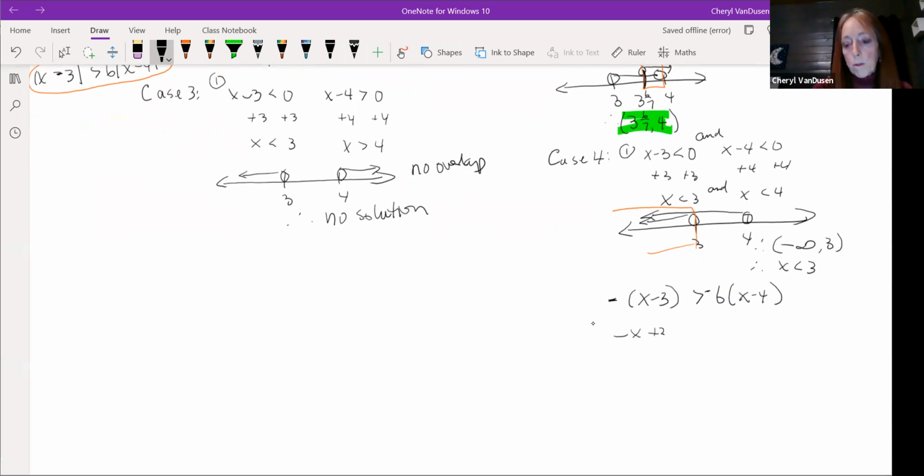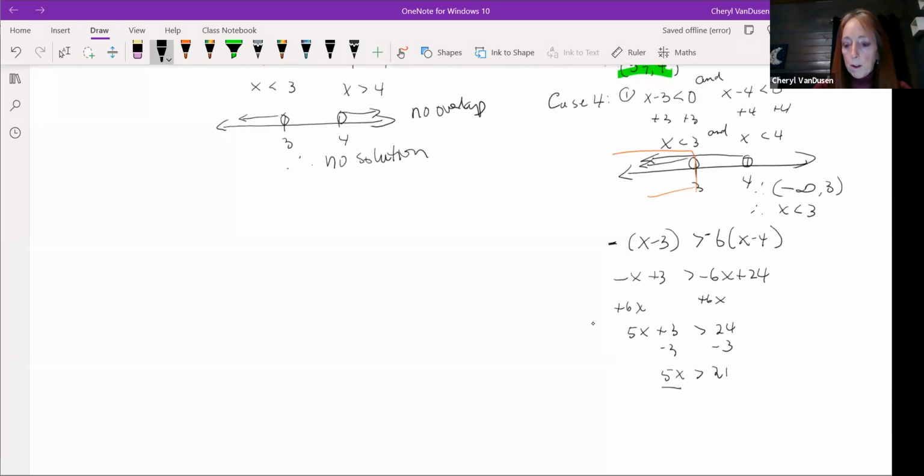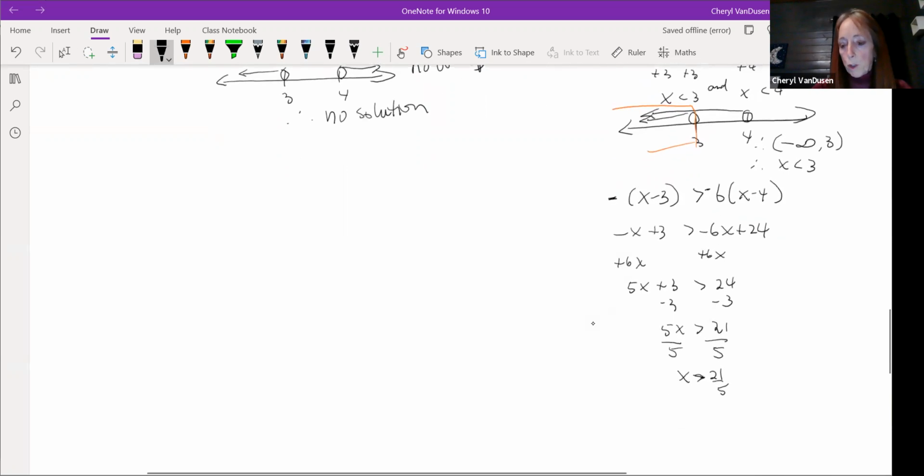Minus x plus 3 is greater than minus 6x plus 24. Add 6x to both sides. We get 5x plus 3 is greater than 24. Subtract 3, we get 5x is greater than 21. Divide by 5. x is greater than 21 over 5. Now, if we change it, to stay with our theme, that's 4 1/5.